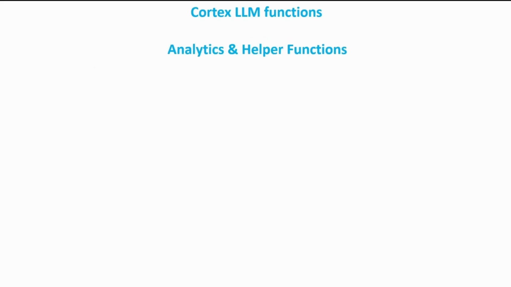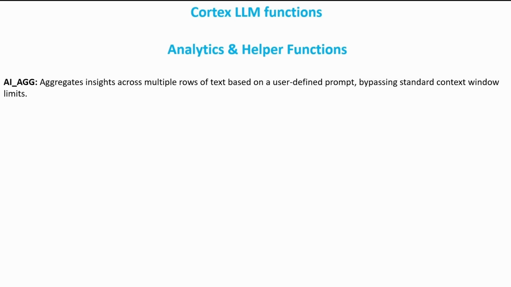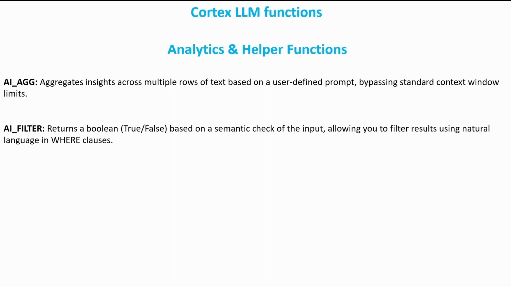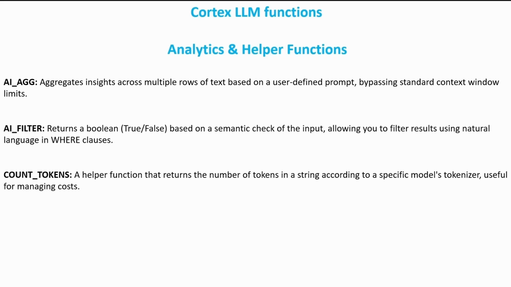Last category is analytics and helper functions. First is AI aggregator. It aggregates the insight across multiple rows of text based on the user-defined prompt, bypassing standard context window limits. Next is AI filter. It returns a Boolean value based on the semantic check of that input, allowing you to filter results using natural language in where clauses.